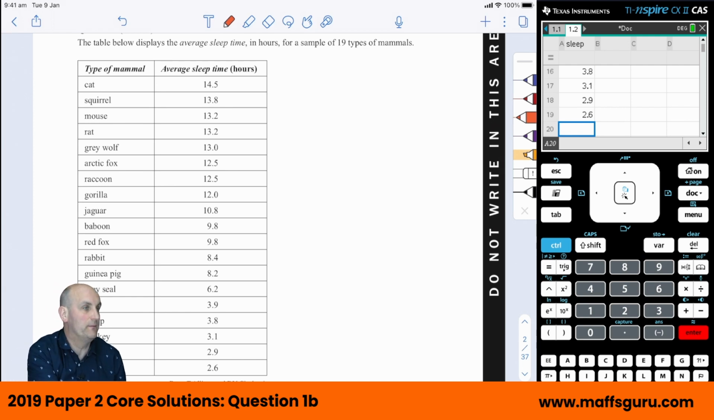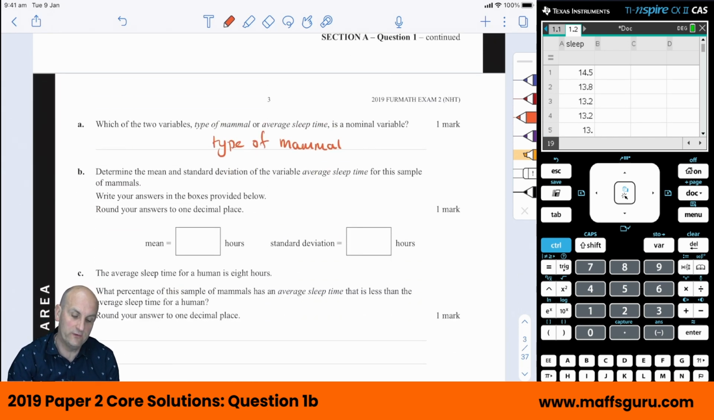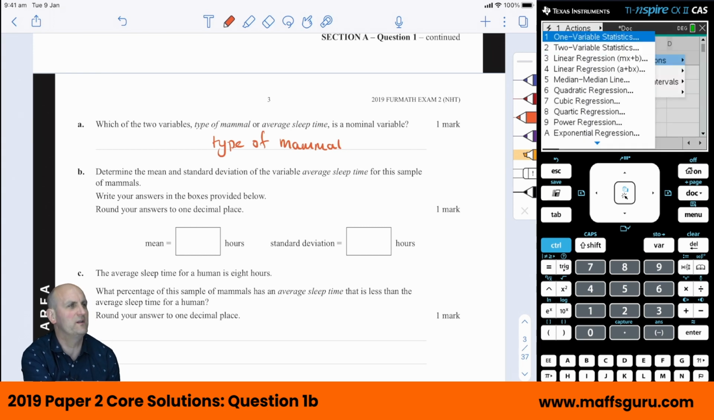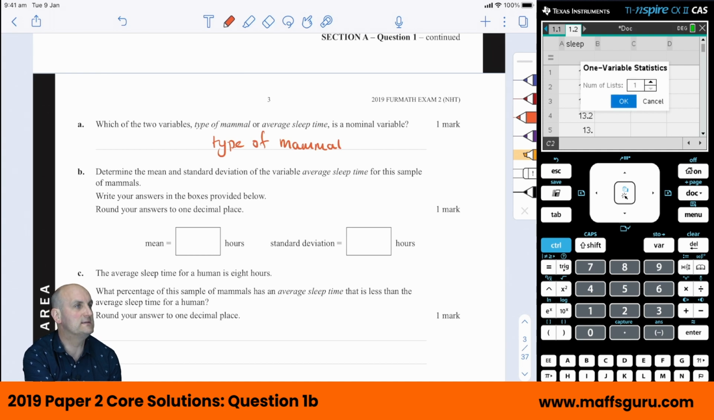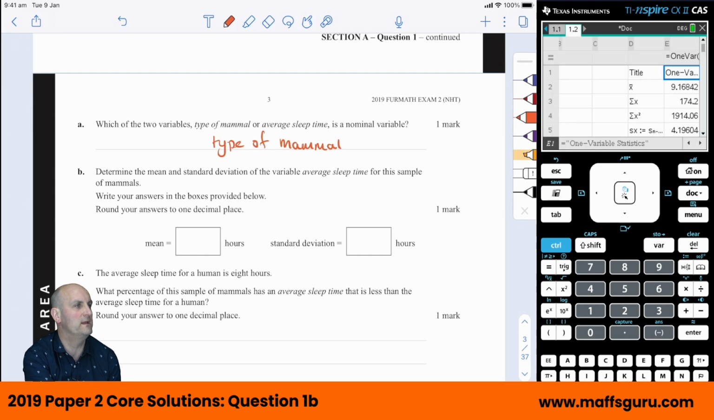Always a good idea to check, because it says there are 19 values. There are 19 values. I tend to always scroll back up to try and pick up any obvious problems where I've typed a silly character or something along those lines. It wanted the mean and the standard deviation. So we go menu, statistics, statistics calculations, one variable statistics. X1 list, I am going to put that as sleep. I've not got a frequency list. Results column, I'll leave it at D for the moment. And there we go, there are my statistics.